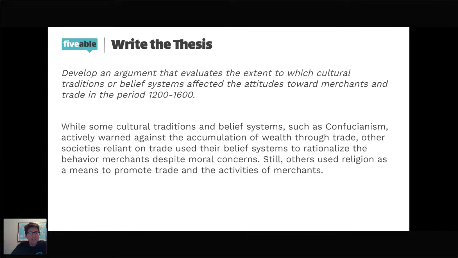So while these cultural traditions and belief systems actively warned against it, other societies reliant on trade used their belief systems to rationalize the behavior of merchants despite moral concerns. So here, because I know that in the first part of this, I'm going to use the two Chinese Confucian documents 2 and 7, and I'm going to use that Aquinas document 3.